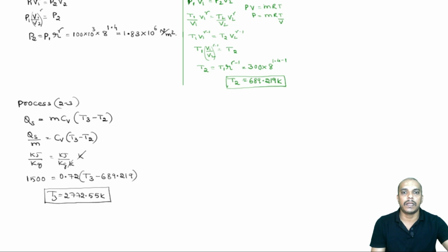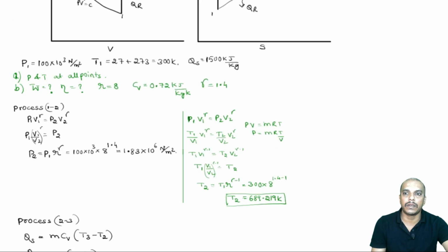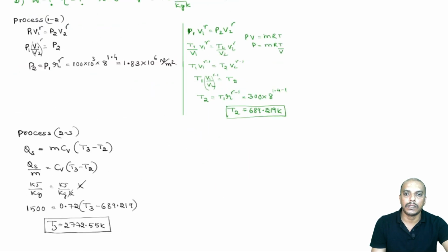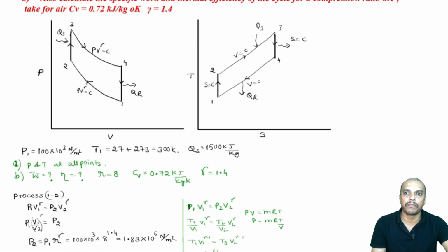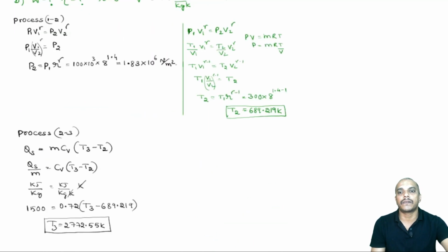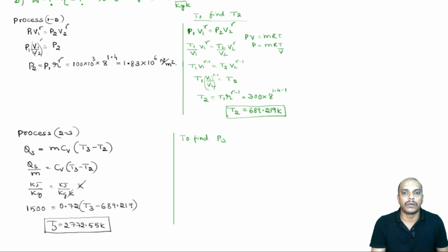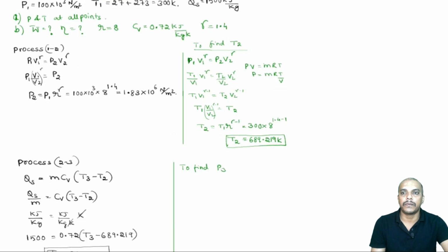Now, similarly, now we have got P1 T1, P2 T2, T3. How do we find out P3? Now let us find out P3 similarly. Now to find P3, so this was to find T2.